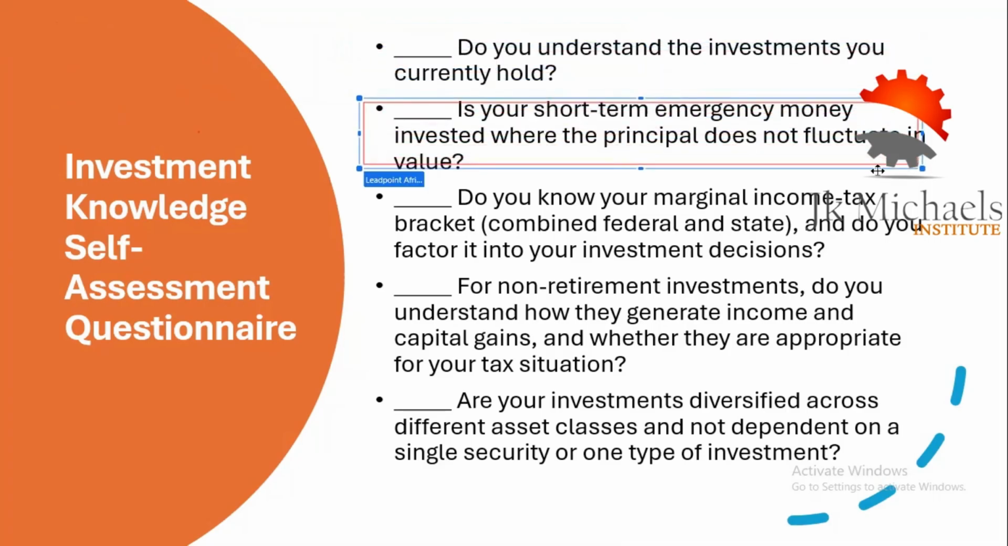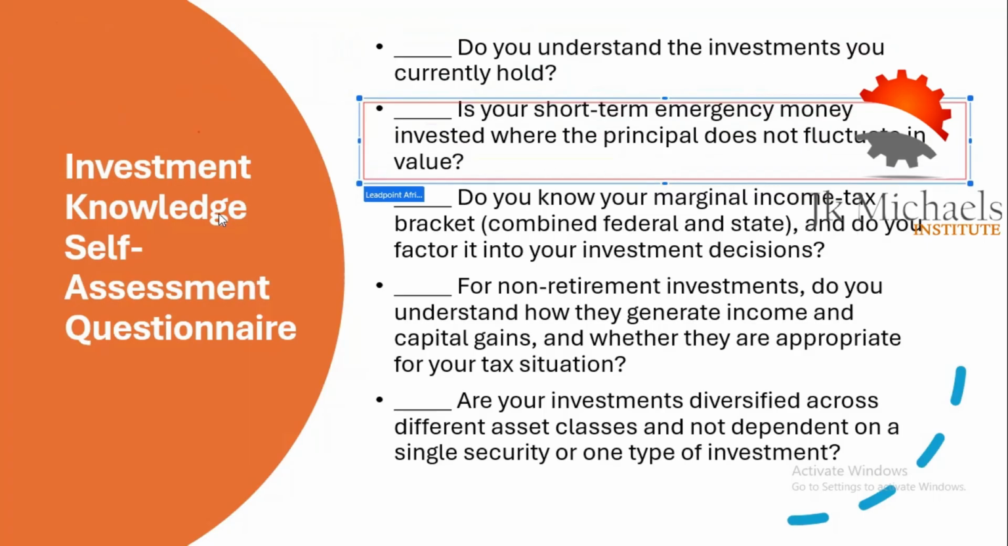Is your short-term emergency money invested in areas where the principal does not fluctuate in value? So let me give you an example. Short-term emergency money is money that John Maynard Keynes would have called the precautionary motive for holding money. These are funds that are used to rescue you if things go sour, right? You don't want to put it in investment vehicles that can have highly fluctuating values. You want to put them in safe investment vehicles where they will appreciate gradually and steadily.